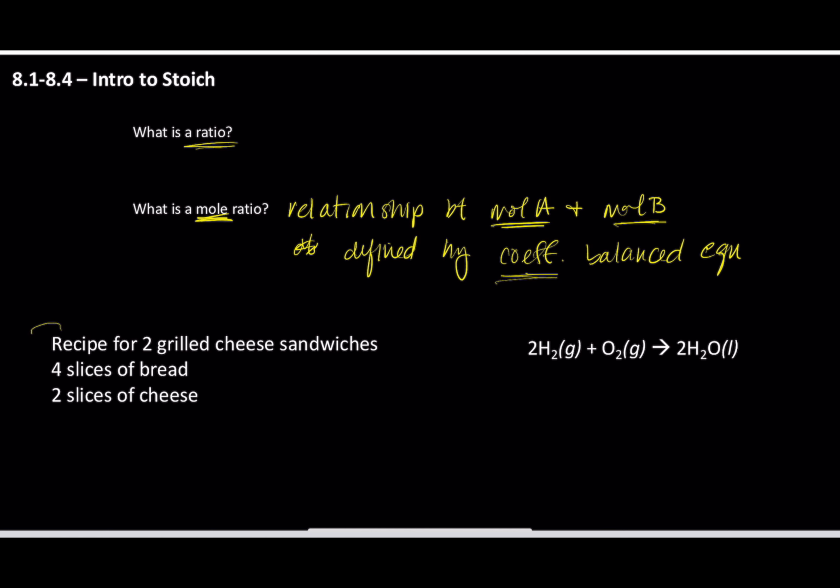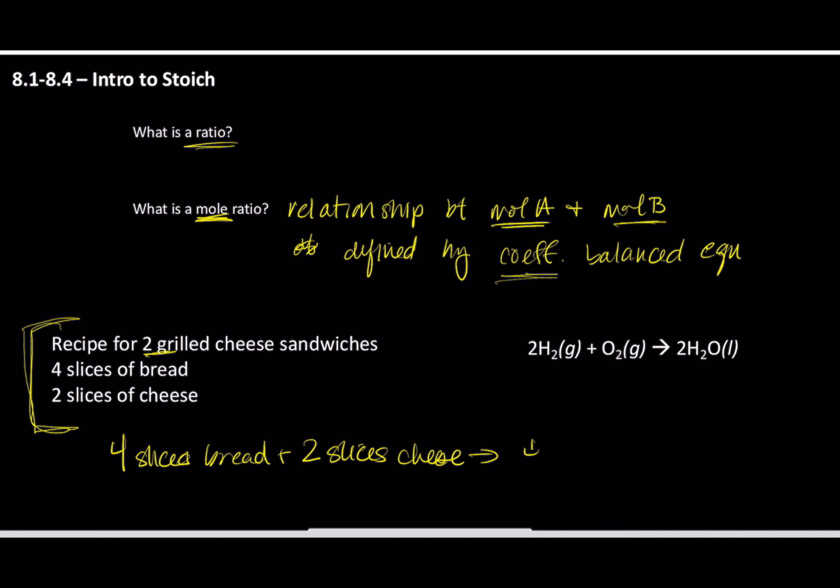For example, recipes. We all hypothetically have some experience reading a recipe. Here is a recipe to make 2 grilled cheese sandwiches. So if I have 4 slices of bread, plus 2 slices of cheese, that's going to give me 2 sandwiches. That's what that relationship is, 4 to 2 to 2. That doesn't mean that I have 4 slices of bread on the counter. It doesn't mean that I have 2 slices of cheese in the fridge, nor does it mean that I can have 2 sandwiches. These are all just relationships.